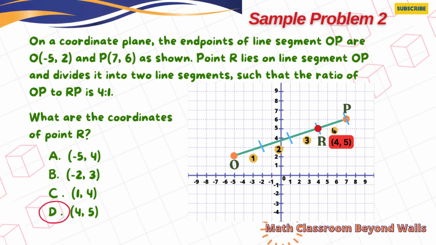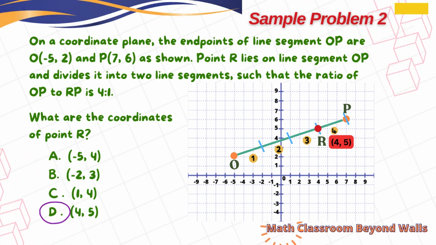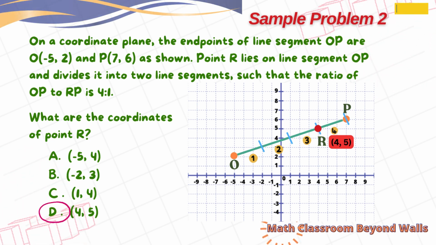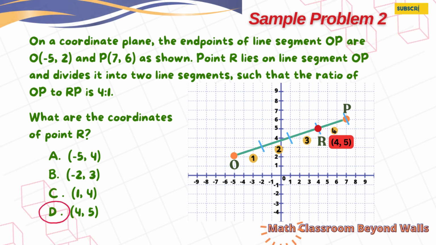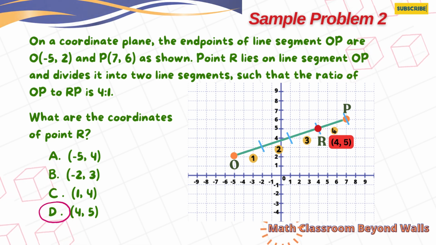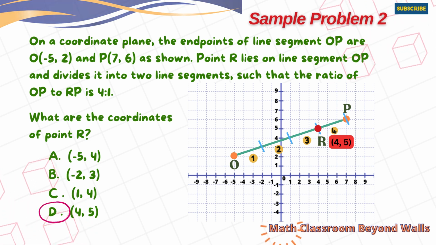Now listen, you have seen from the 2 examples that once we get the number of equal parts that the whole segment is divided into, and figured out where these parts are located on the coordinate plane, finding the partition point will be very easy.